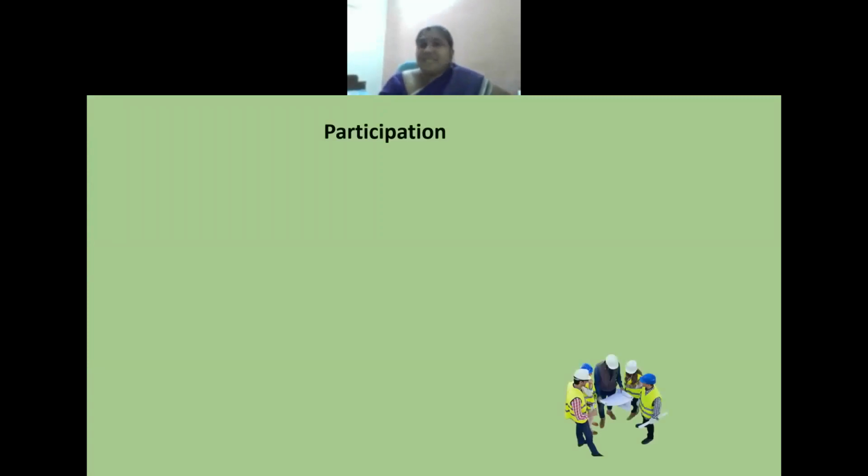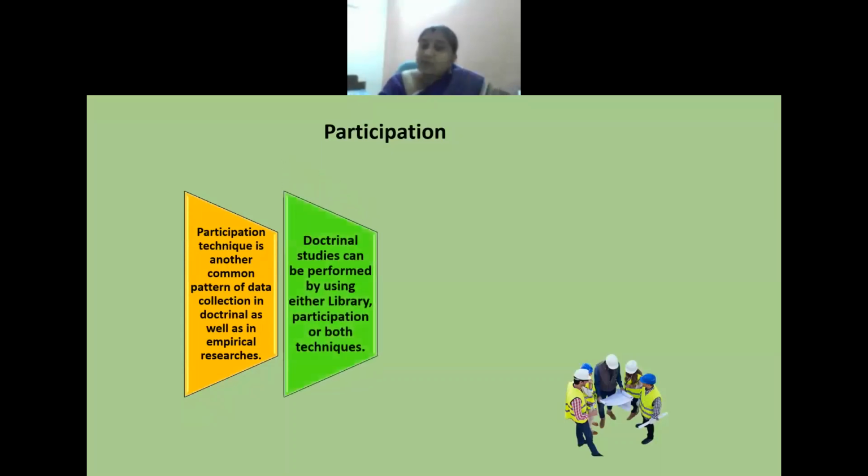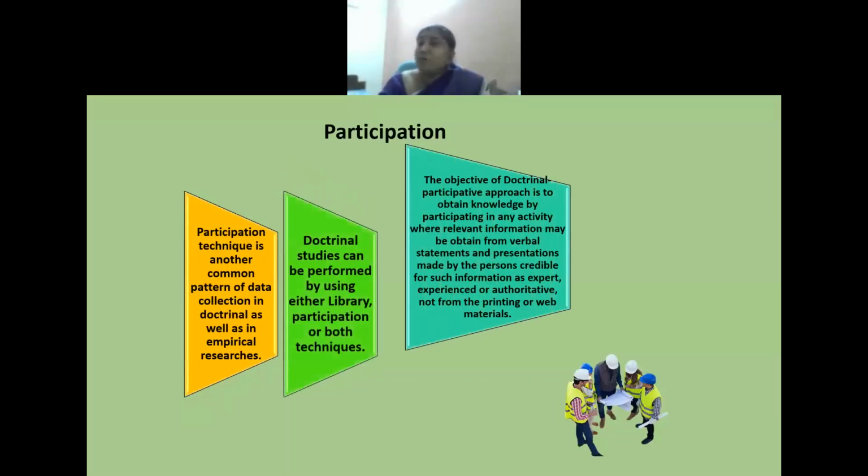And participation is another tool, or technique I would say, which can be used in both doctrinal and empirical researches. It is an approach to obtain knowledge by participating in any activity where relevant information may be obtained from verbal statements and presentations. See, you are attending an FDP here. You got so much information. So you are participating and actually collecting data for something, for somebody who wants to write on anything.